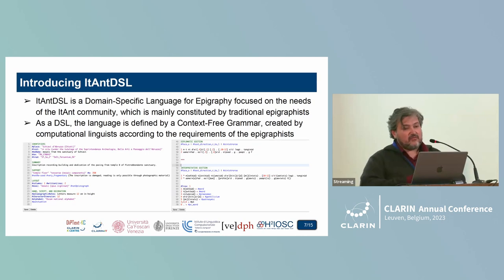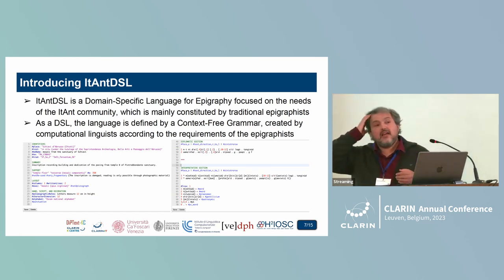So the ItAnt domain-specific language is a domain-specific language for epigraphy that is focused on the needs of this community that works around the project. And it is, as I said, mainly constituted by traditional epigraphists. As a domain-specific language, it is defined by a context-free grammar that is created by computational linguists according to the requirements of the epigraphists that are the co-designers of the language.